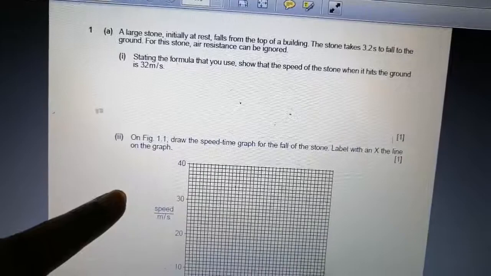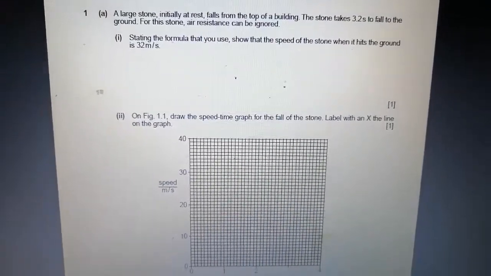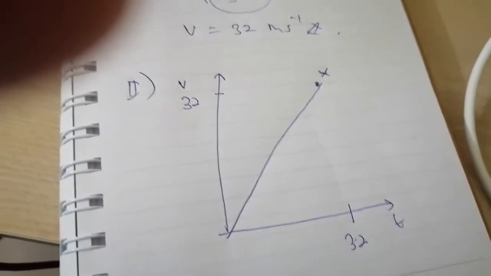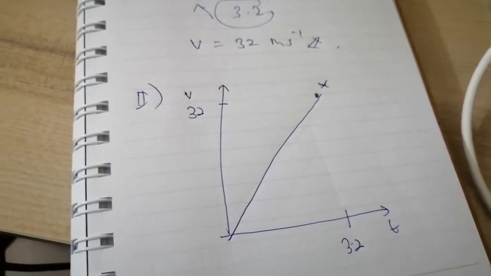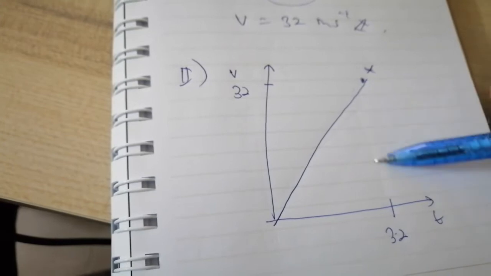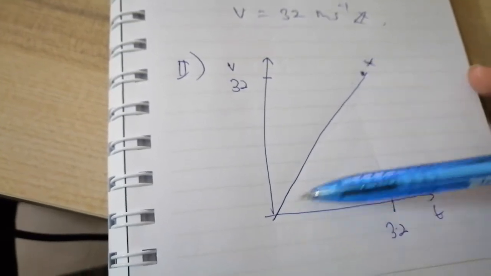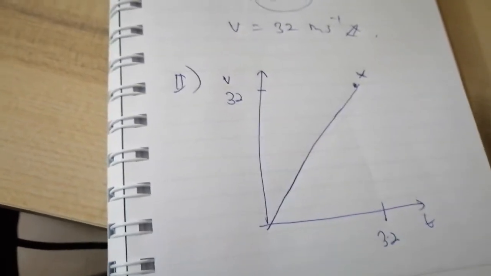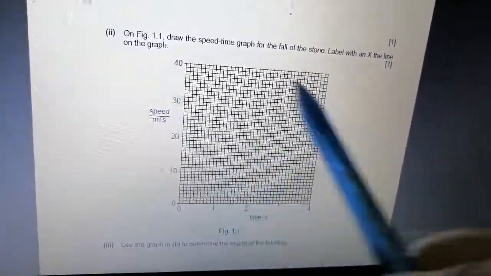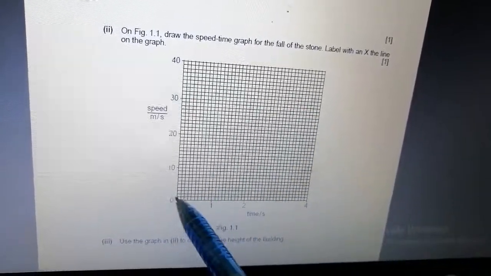Number 2. On figure 1.1, draw the speed time graph for the fall of the stone. Label with an X the line on the graph. The answer is like this. The speed here is 32 and the time is 3.2 seconds. So this is the line X. You can plot the graph at 3.2 and 32, and then just make a straight line.